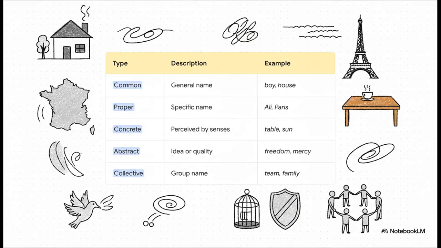And what's really cool is how much flexibility nouns give us. We can be super general with a common noun, like house, or we can get laser specific with a proper noun, like Paris. We can name something concrete that we can actually touch, like a table, or an abstract idea we can only feel, like freedom.